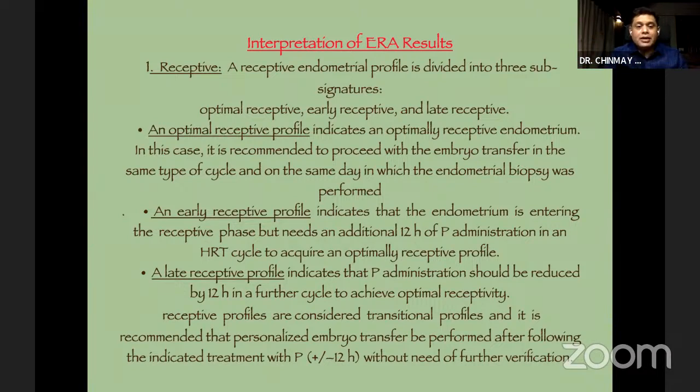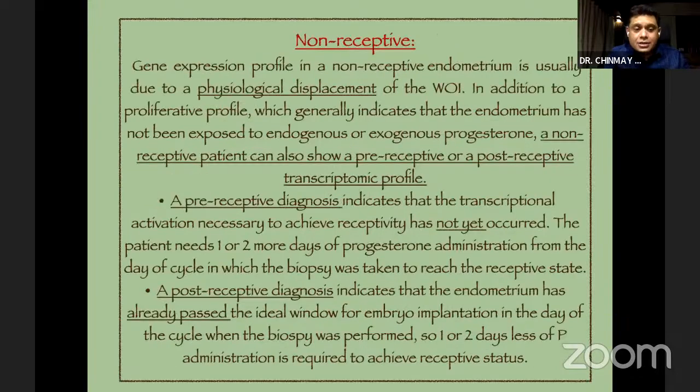Why do they work? Because perhaps this patient was having an early receptive profile. Similarly, with a late receptive profile, you are standing somewhere and the train has actually passed. There you have to give 12 hours less progesterone. Now giving less progesterone really psychs us. We cannot accept that a patient can require less than 120 hours of progesterone. And that is where I'm going to show you some interesting factors.